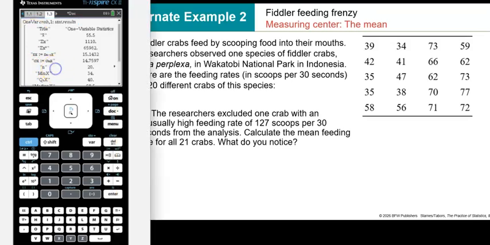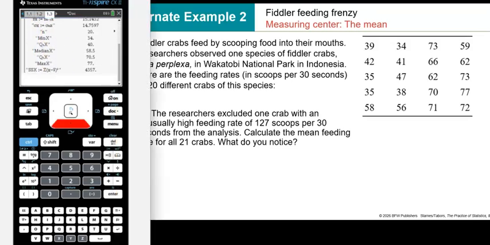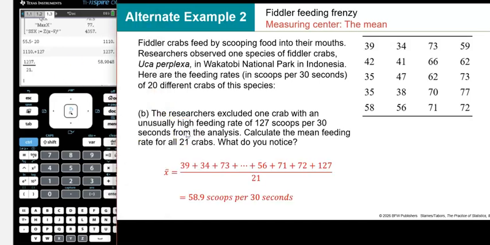I also could get that on the calculator by taking the average, which was 55.5 times 20, which is 1,110. So if I add one more piece here, one more crab, 127, and now divide by 21, I get 58.9. So it's just a matter of adding those up. And you can see using the calculator, it's a bit easier.